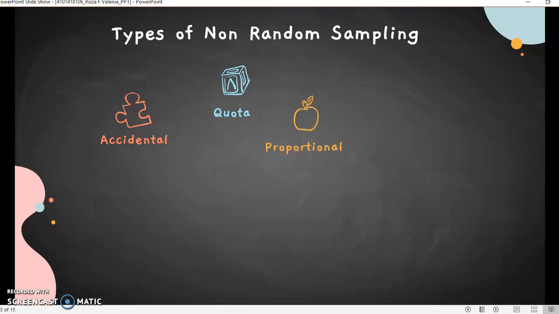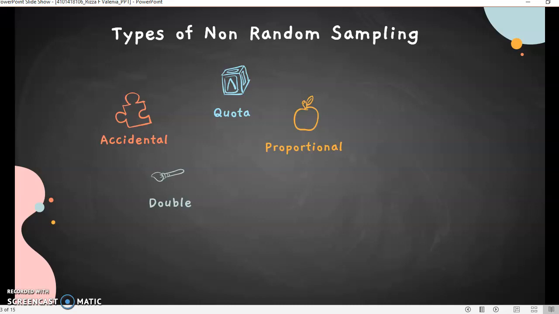And then proportional sampling. Proportional sampling is carried out in population that has different subpopulations. The researcher then gives a proportion to each subpopulation and draws a sample according to the proportion determined based on the large number of existing subpopulations.